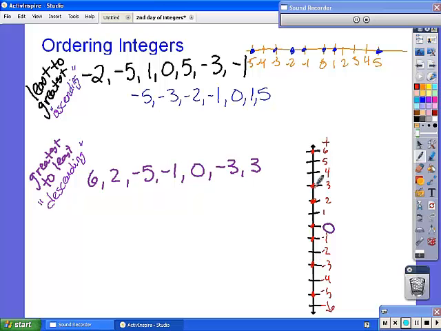This time we're going greatest to least, which remember is called descending. So the highest number, our little dot, is at 6. Then we go to a 3, 2, 0, negative 1, negative 3, and negative 5.